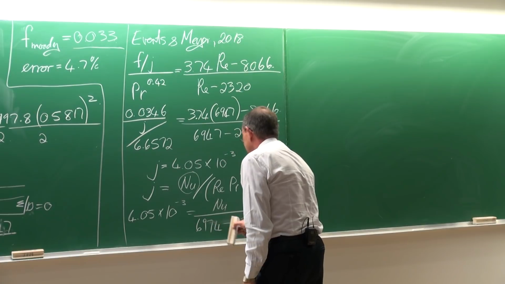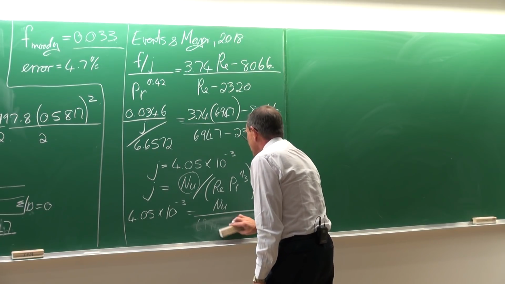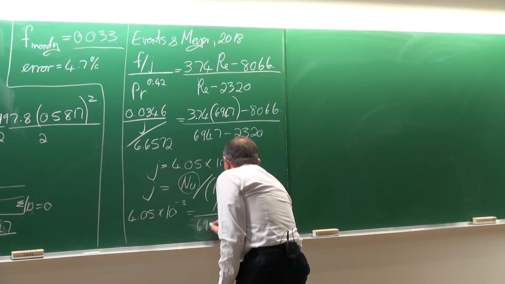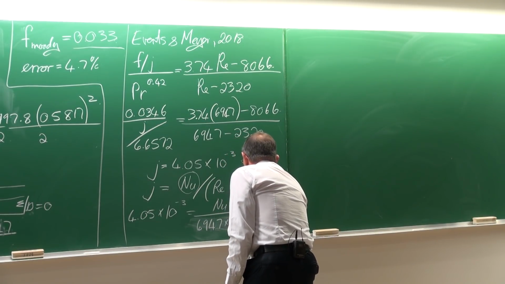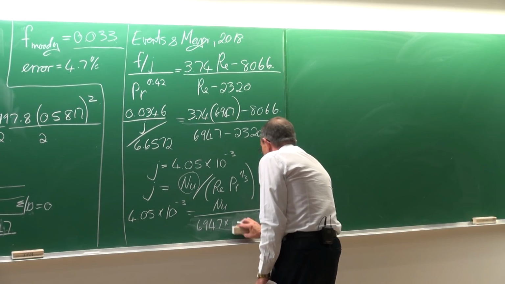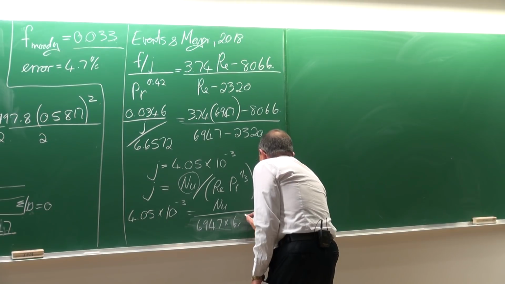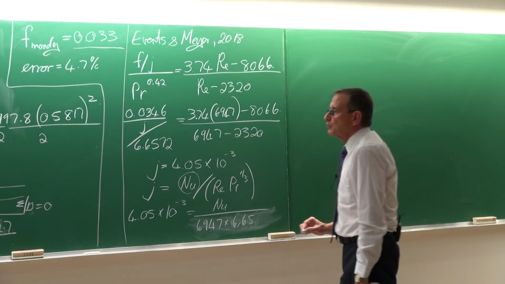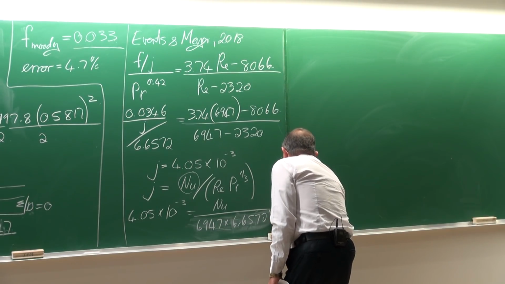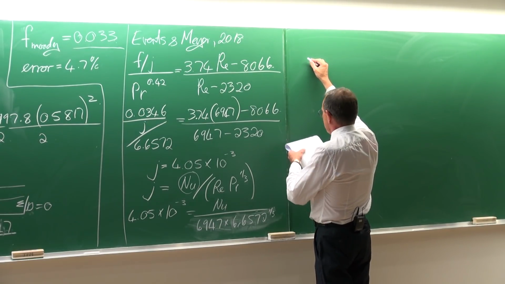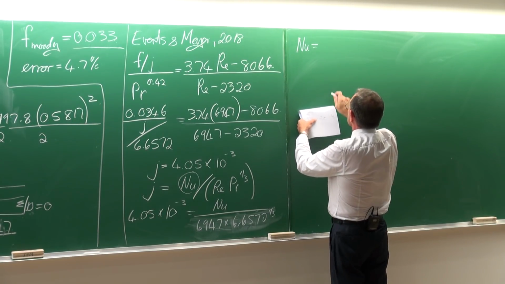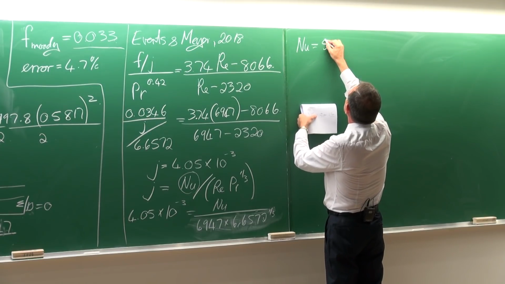Reynolds is 6947 multiplied by the Prandtl, which is equal to 6.6572, to the third. And from this we can solve the Nusselt number, that the Nusselt number is equal to 52.7.